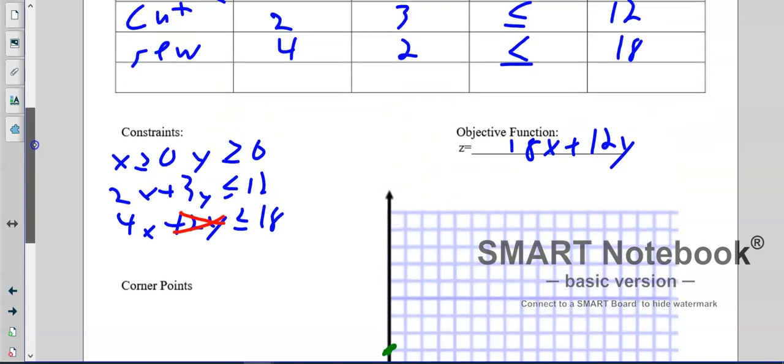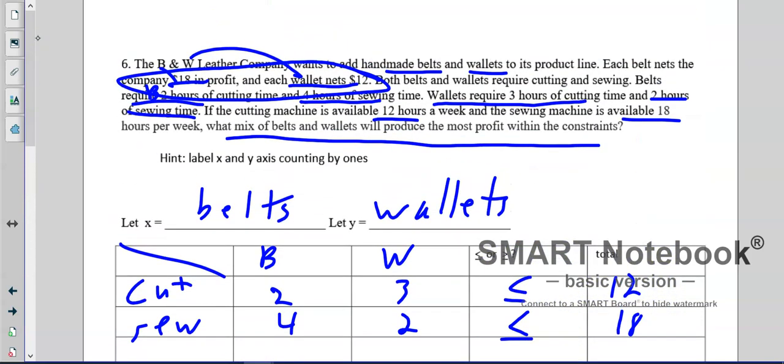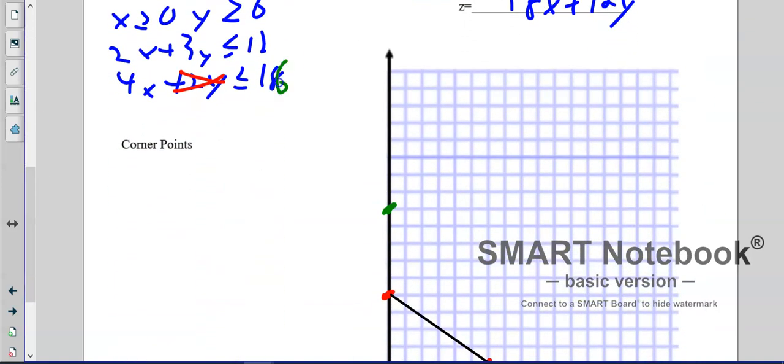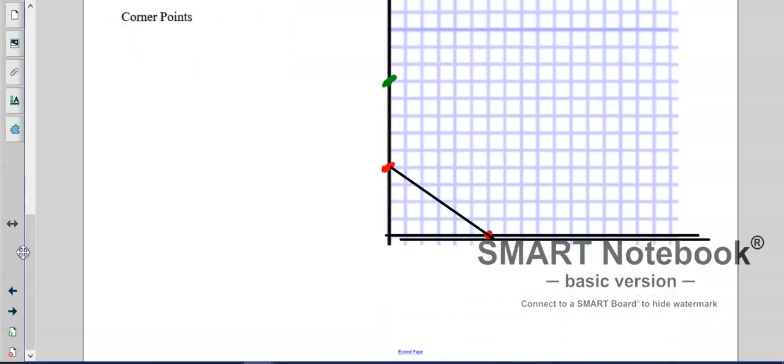Okay, I apologize. This was supposed to be changed to 16 to make the numbers work out better. So this should be 16 here. This should be 16, and now you'll see why, because now 16 divided by 4 is 4. So 1, 2, 3, 4.